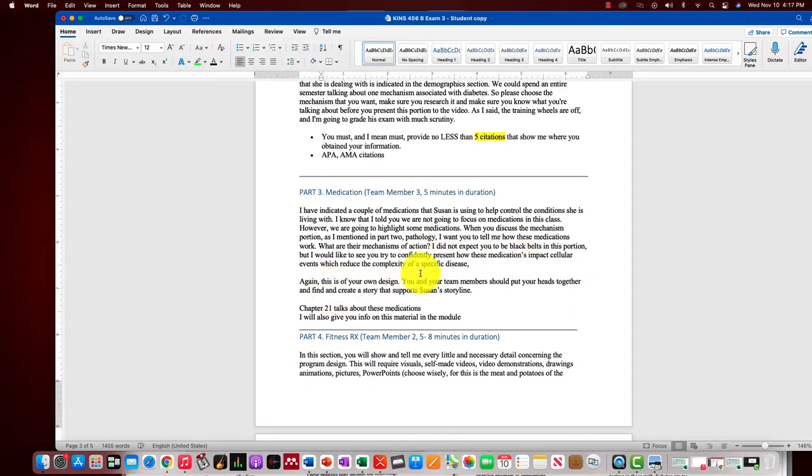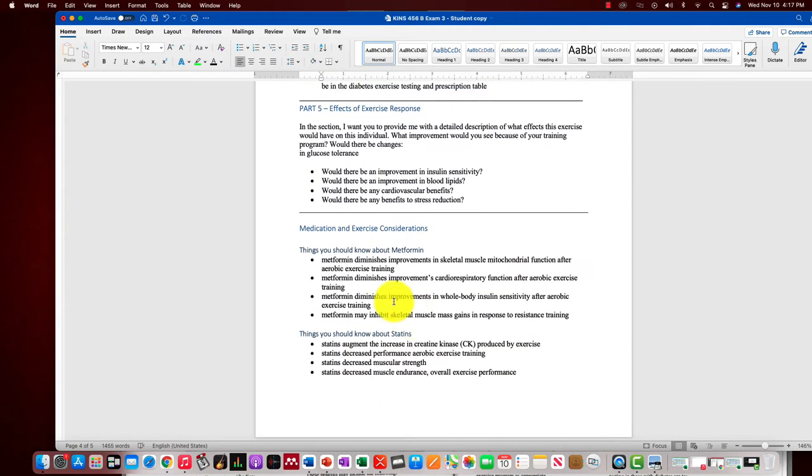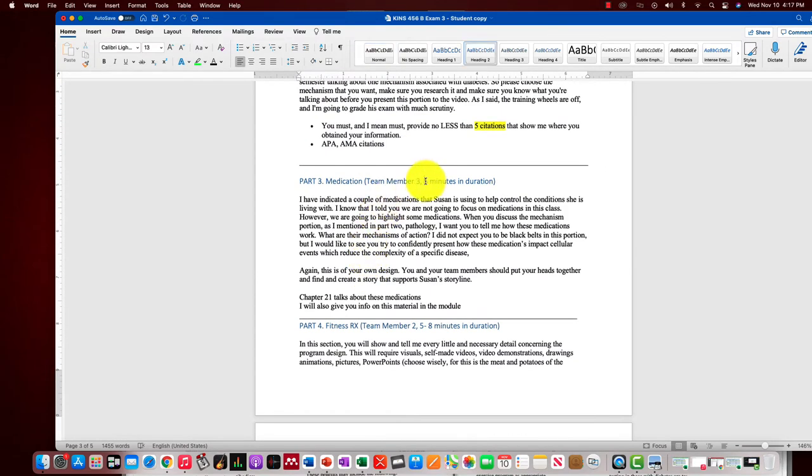Again, this is your own design. You and your team member should put your heads together and find a creative story that supports Susan's storyline. Chapter 1 talks about these medications. I will also give you some individual information on these medications, and here you go, okay? So just tell me a little bit about the medications, and I'll even give you a break on this. I'll say 3 to 5 minutes in duration on this section here.